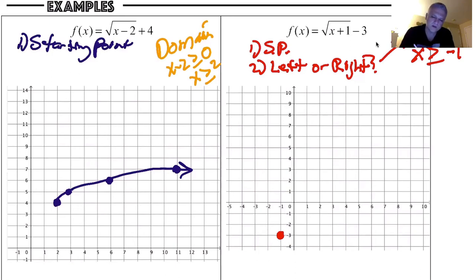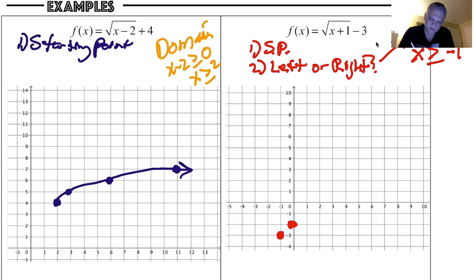We're going to go right 1 and up 1. How do I know we're going up 1? Because there's an invisible 1 in front of our radical. Now I'm going to go right 1, 2, 3, 4, and I'm going to go up 2. Okay, so that's where I'm going, right there to that point.